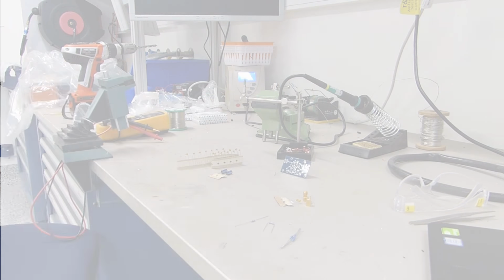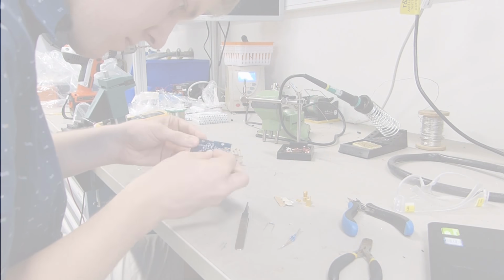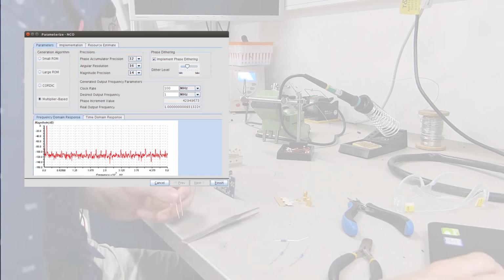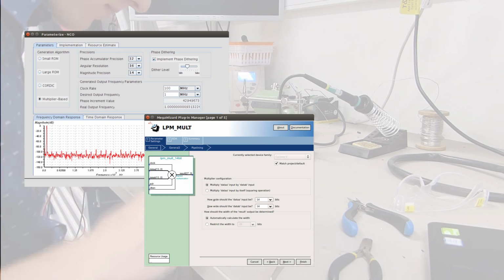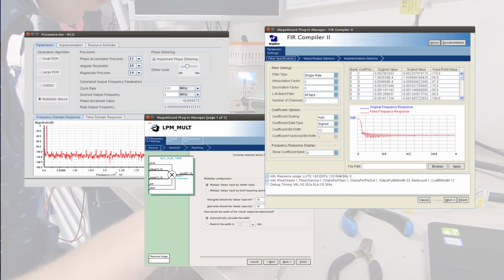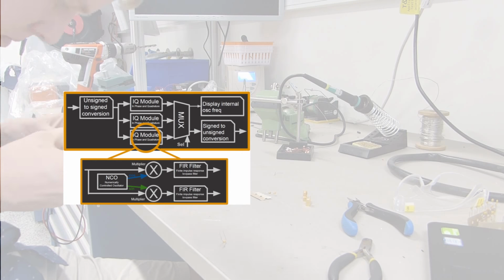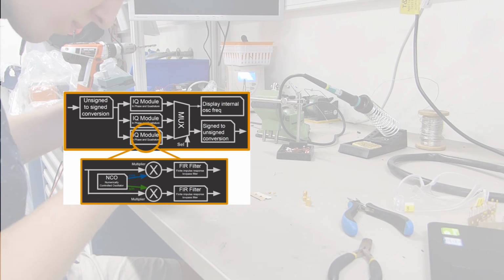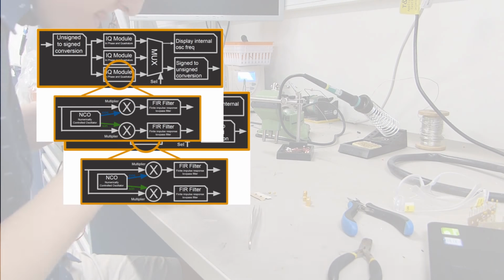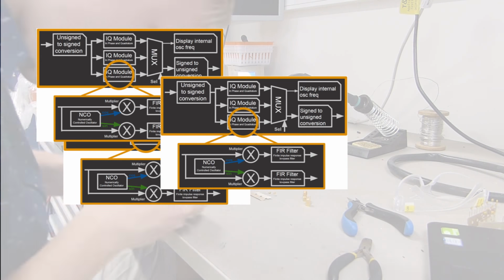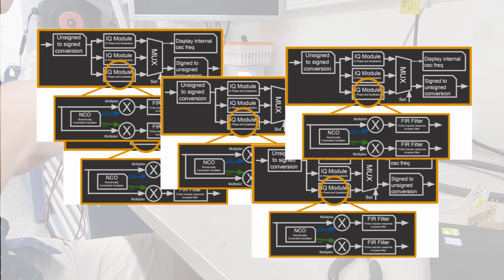For a few of the blocks in the last module diagram, we used some of Quartus's native megafunction tools to generate some of the code. In particular, we used the FIR2 compiler, the NCO module, as well as the LPM multiplier megafunction wizards to design and synthesize our desired blocks. Building from this, we implemented multiple of these IQ modules, putting all these things together. And this is where we ran into an optimization problem.